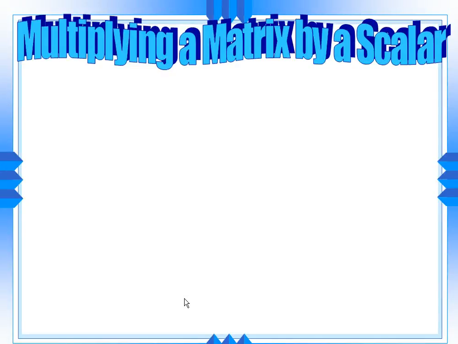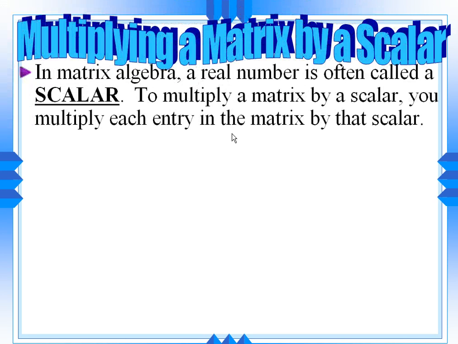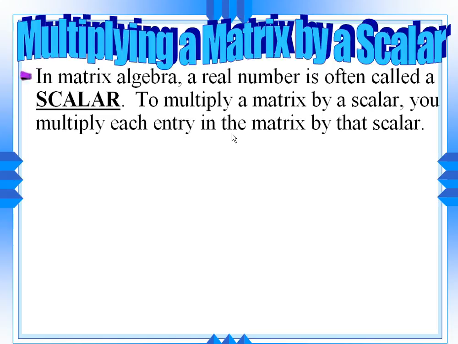Okay, today is day 2 of operations with matrices. We're going to be multiplying a matrix by a scalar. A scalar in matrix algebra is just a real number. It's outside of the matrix. So we're not multiplying matrices by each other. We're multiplying a matrix by a number outside the matrix.